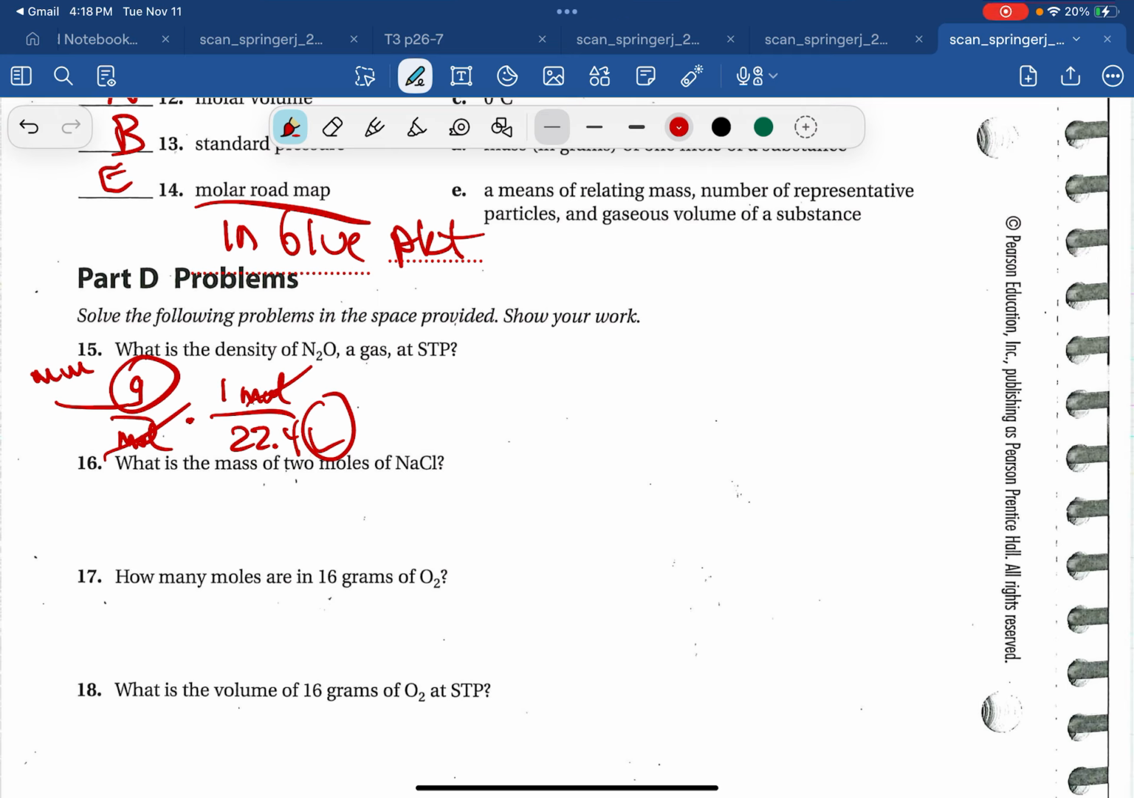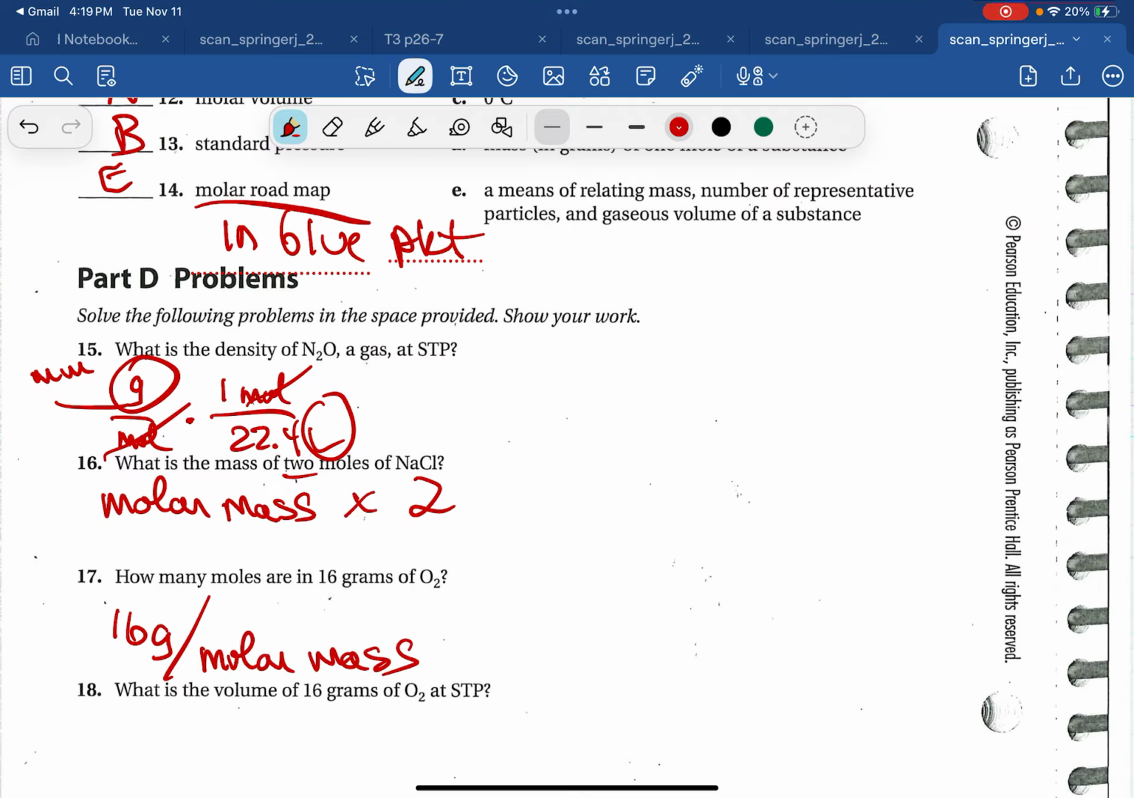What's the mass of 2 moles of NaCl? Well, once you find the molar mass, that's for 1 mole, right? We'll multiply by 2. How many moles are in 16 grams of O2? Well, again, we need the molar mass, but we're going to use 16 grams and divide that by the molar mass, right? And that will be the number of moles.